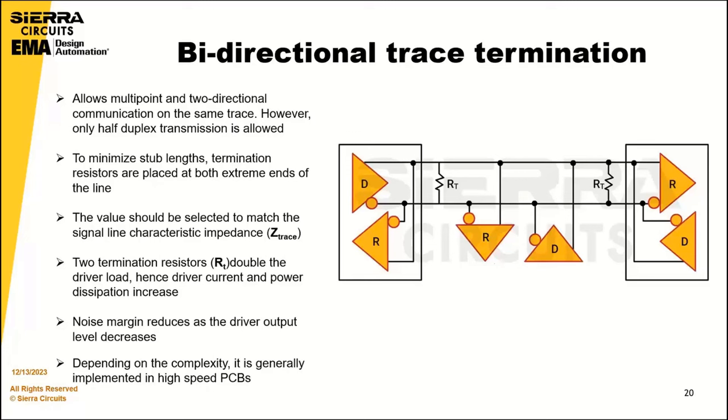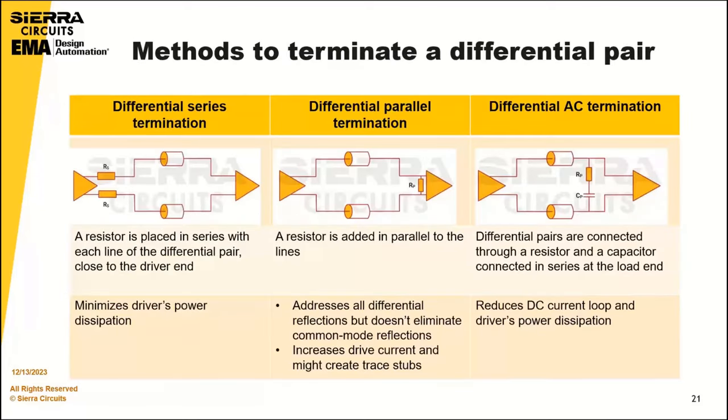The value should match the signal line characteristic impedance. Here, two termination resistors double the driver load, hence the driver current and power dissipation increase. However, the noise margin reduces as the driver output level decreases. And depending on the complexity, it is generally implemented in high-speed PCB designs.